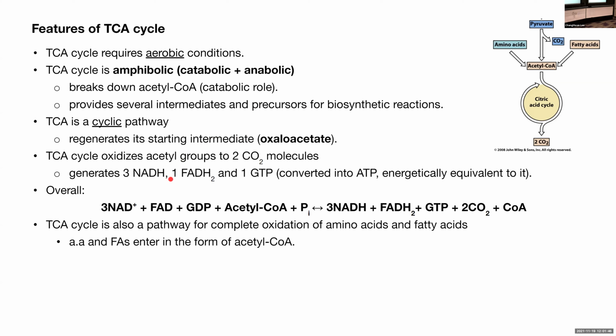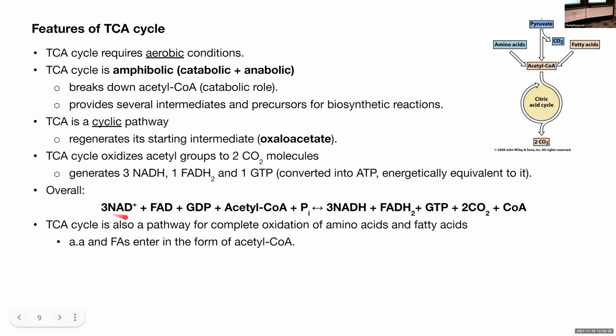And the TCA cycle oxidizes acyl groups from the acetyl-CoA, basically, and makes them into 2 molecules of carbon dioxide. And also it generates 3 molecules of NADH, 1 FADH2, and 1 molecule of GTP. And this GTP can be converted to ATP, so it's energetically equivalent to that. And again, these NADH and FADH2 will be used later on in the electron transfer chain.